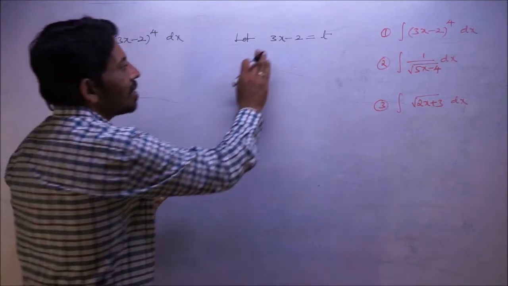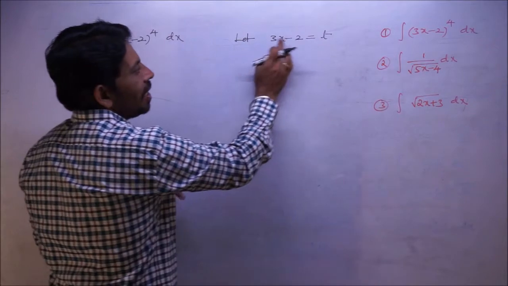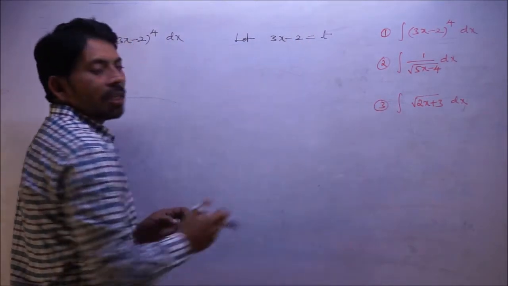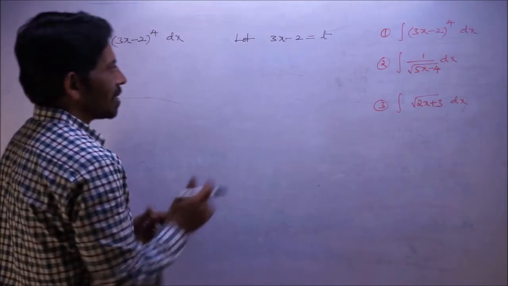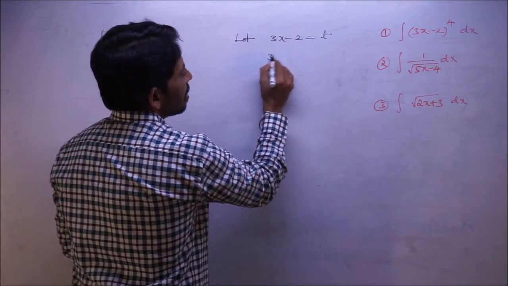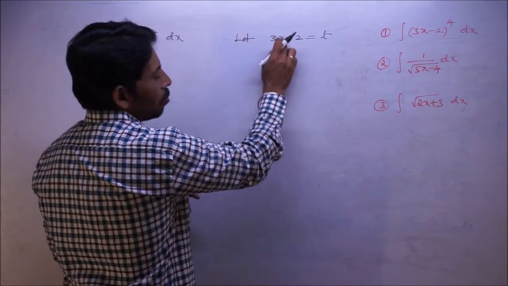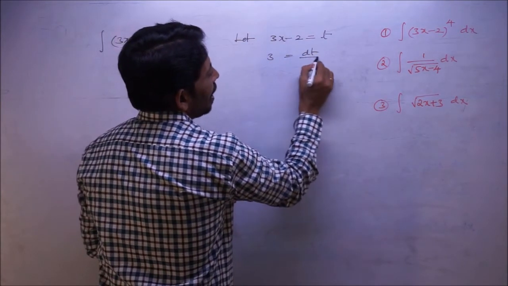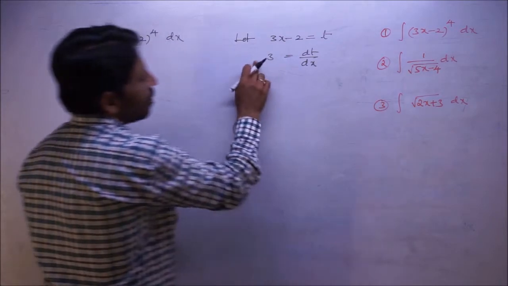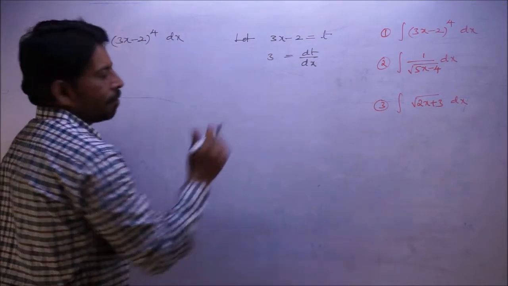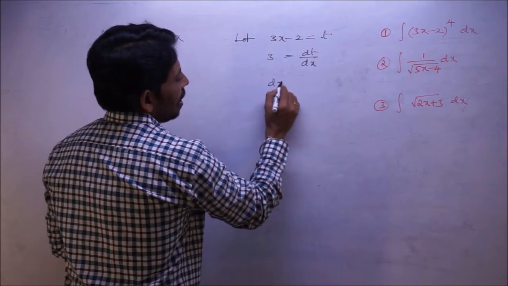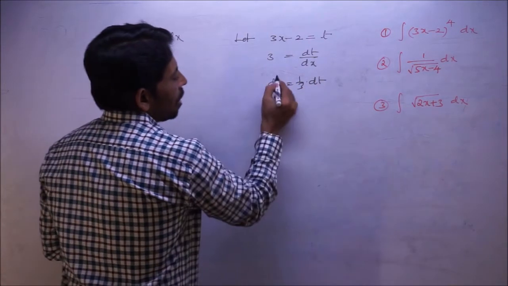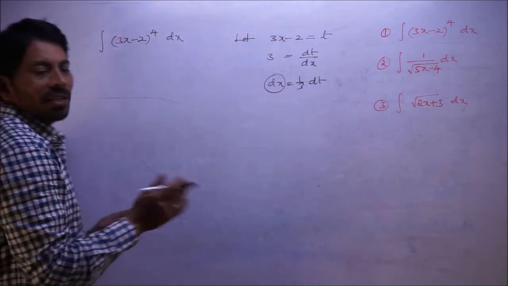For that, let us consider 3x minus 2 equals t, and differentiating both sides with respect to x, what will we get? 3 equals dt by dx. Transposing 3 to this side and dx to this side, what will you get? dx equals 1 by 3 into dt. So even dx we can change.